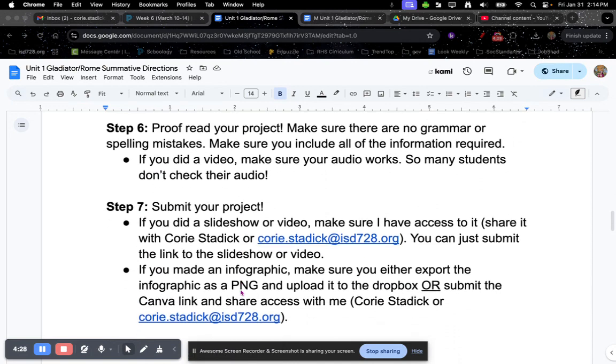Step 6. Proofread your project. Please do that. Make sure there are no grammar or spelling mistakes. Make sure you include all the information required. If you do a video, make sure your audio works. Oh my gosh, students don't like to check their audio. Please check your audio if you're doing a video.